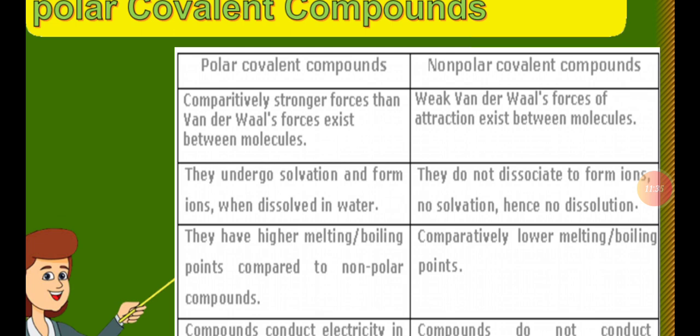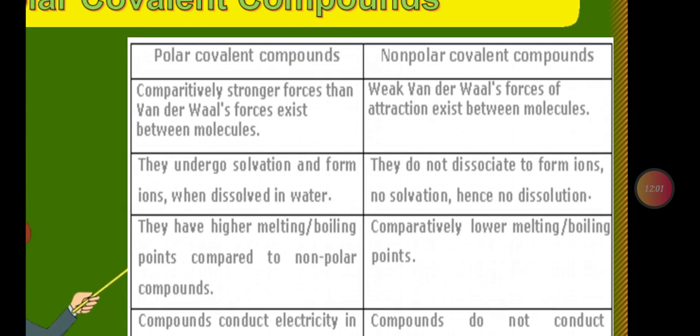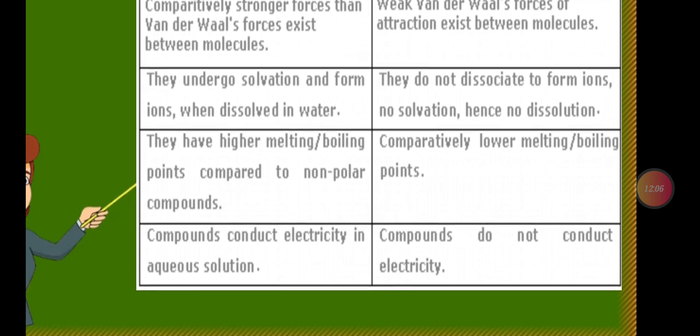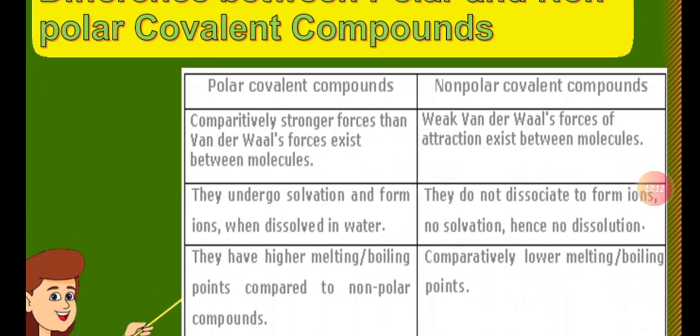Similarly, when we dissolve polar covalent compounds, they dissociate to give ions in water because they have partial positive and partial negative terminals. So they produce ions, and as a result they conduct electricity, and they have high melting and boiling points. Whereas on the other hand, non-polar covalent compounds do not dissociate to form ions, they have comparatively low melting and boiling points, and they do not conduct electricity. This is a comparison between polar and non-polar covalent compounds.